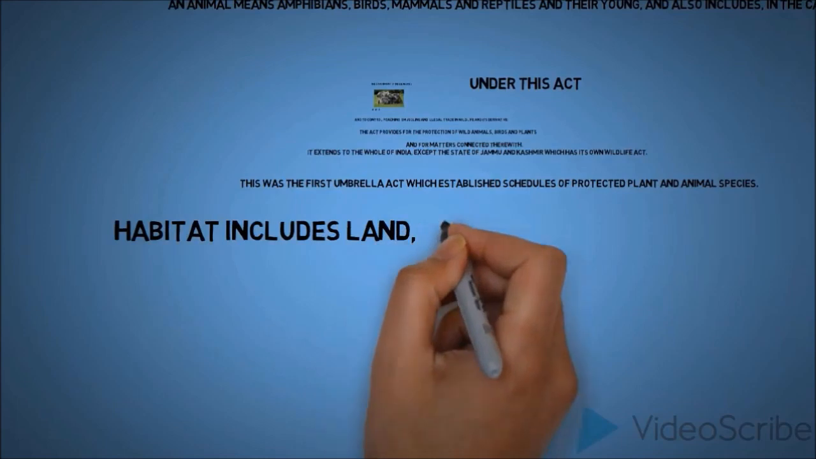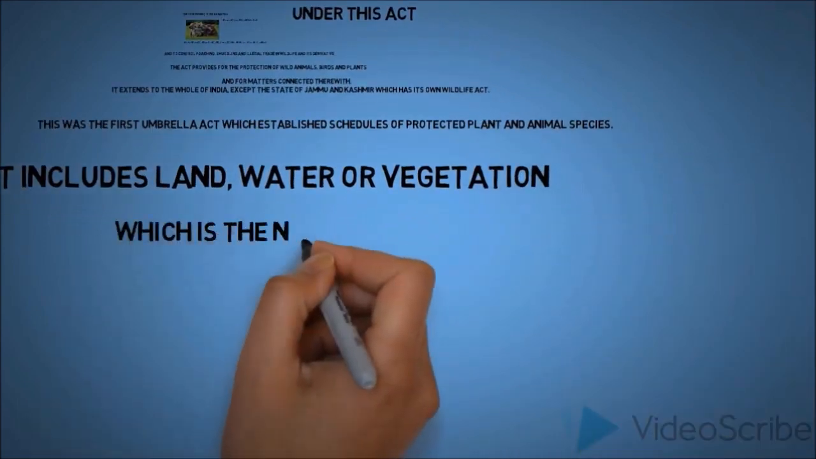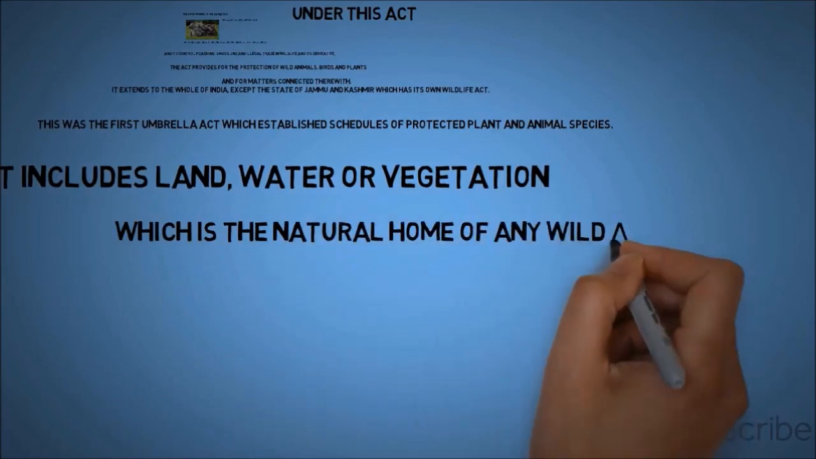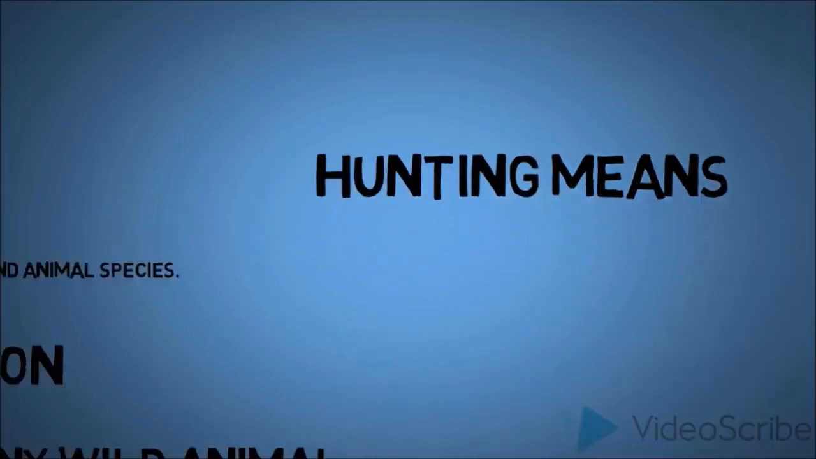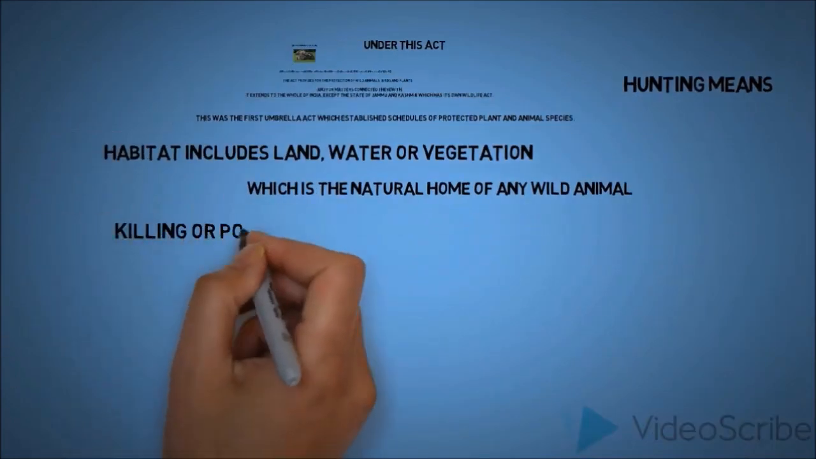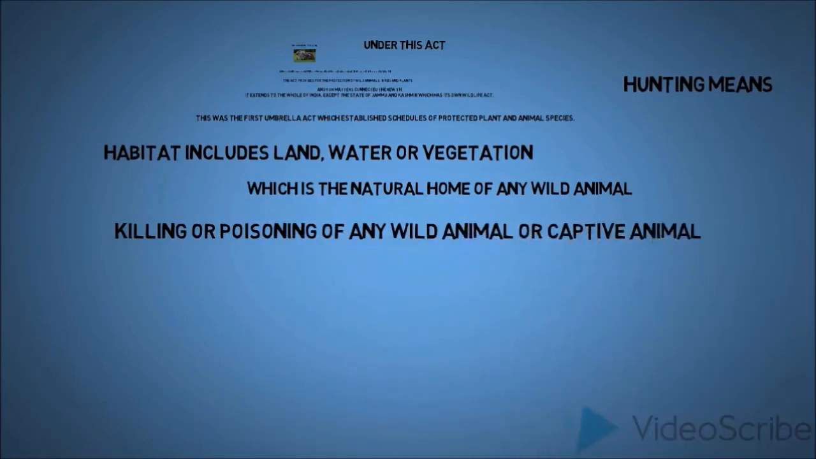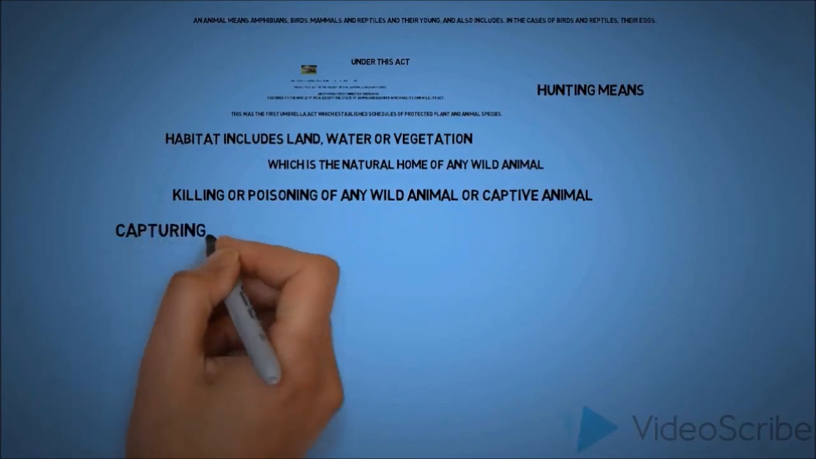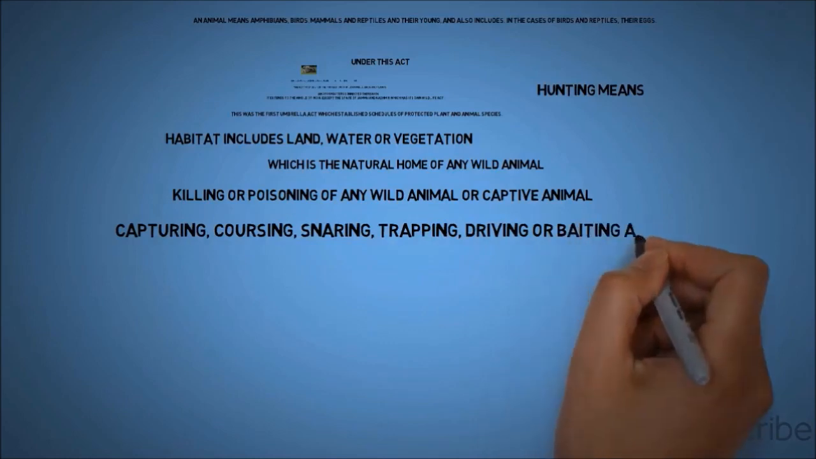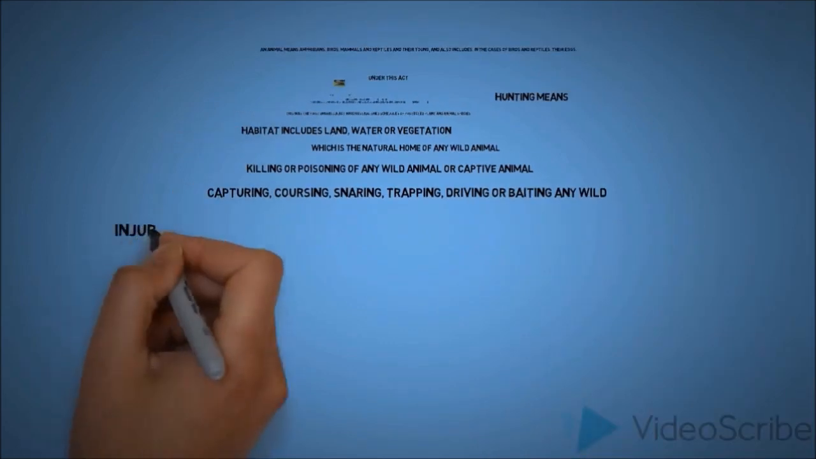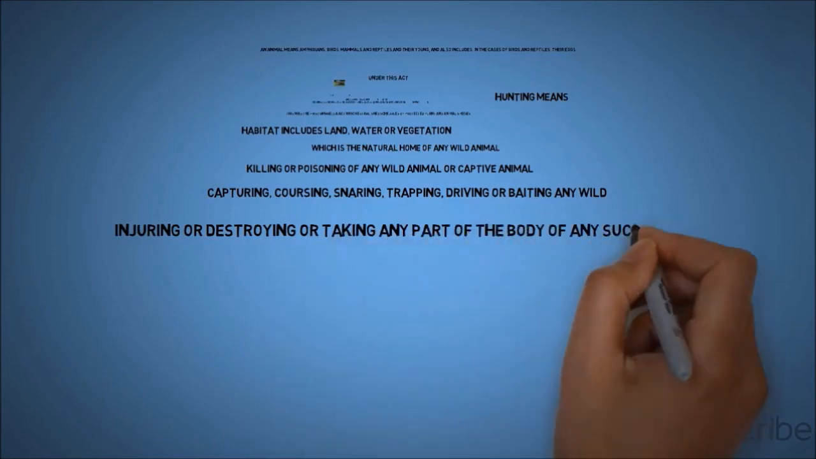Habitat includes land, water or vegetation, which is the natural home of any wild animal. Hunting means killing or poisoning of any wild animal or captive animal, capturing, coursing, snaring, trapping, driving or baiting any wild animal, and injuring or destroying or taking any part of the body of any such animal.